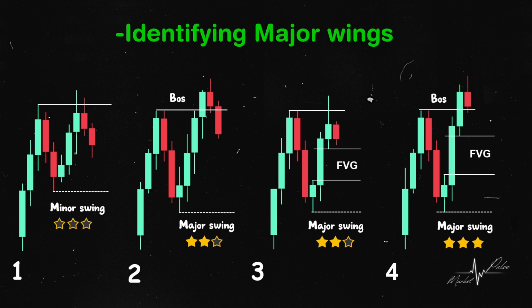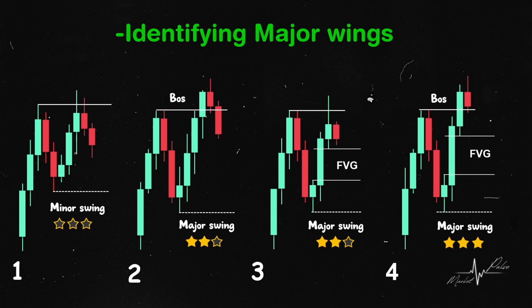In the final example, this swing has created an imbalance, a broken structure, and shown proper distance. Therefore, it is a major swing point with 3 stars. Breaking below this low signifies a valid change of character, a complete shift in market direction and momentum, or whatever you want to call it.